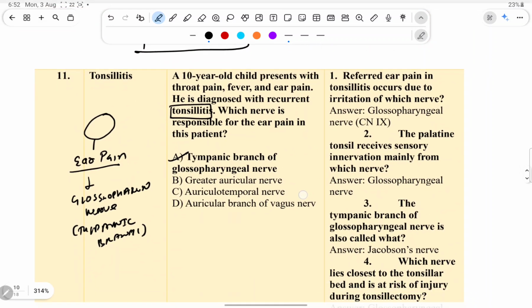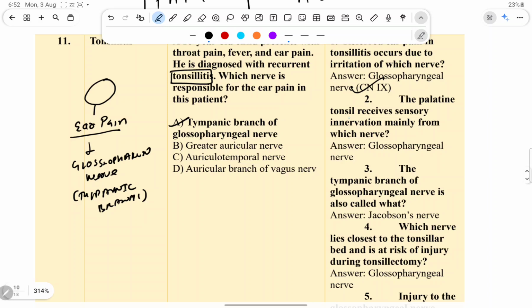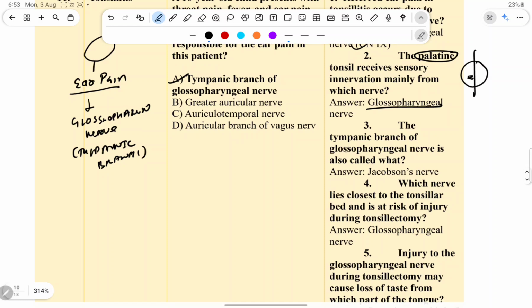So we have to remember this fact. Referred ear pain in tonsillitis occurs due to the glossopharyngeal nerve. The palatine tonsil receives sensory innervation mainly from which nerve? The palatine tonsil receives innervation from the glossopharyngeal nerve, and that's why when it is inflamed, it impinges on the nerve and causes referred pain to the ear. The tympanic branch of the glossopharyngeal nerve is also called Jacobson's nerve.